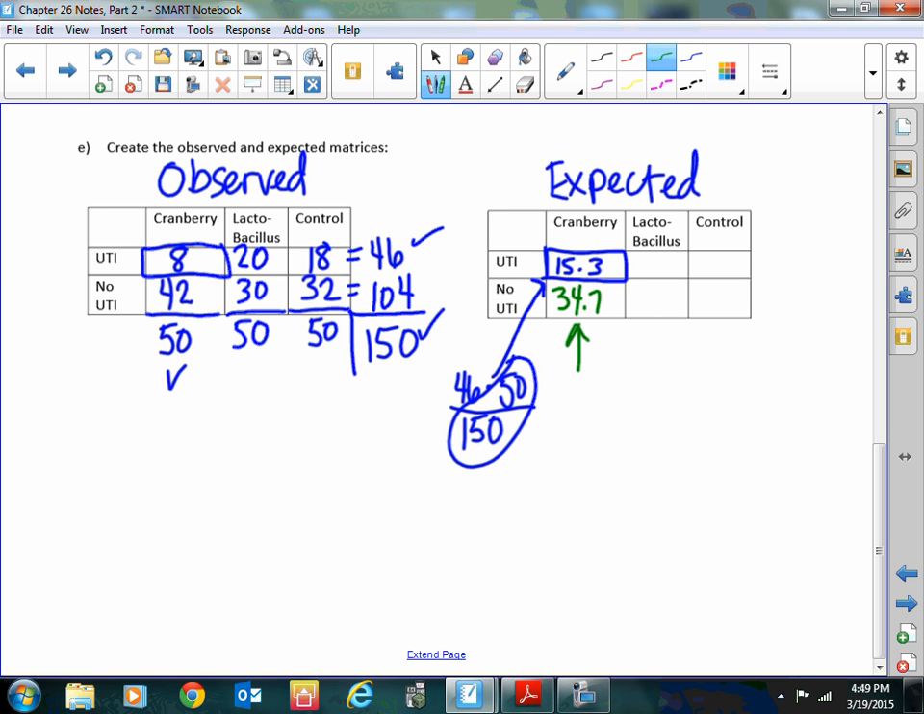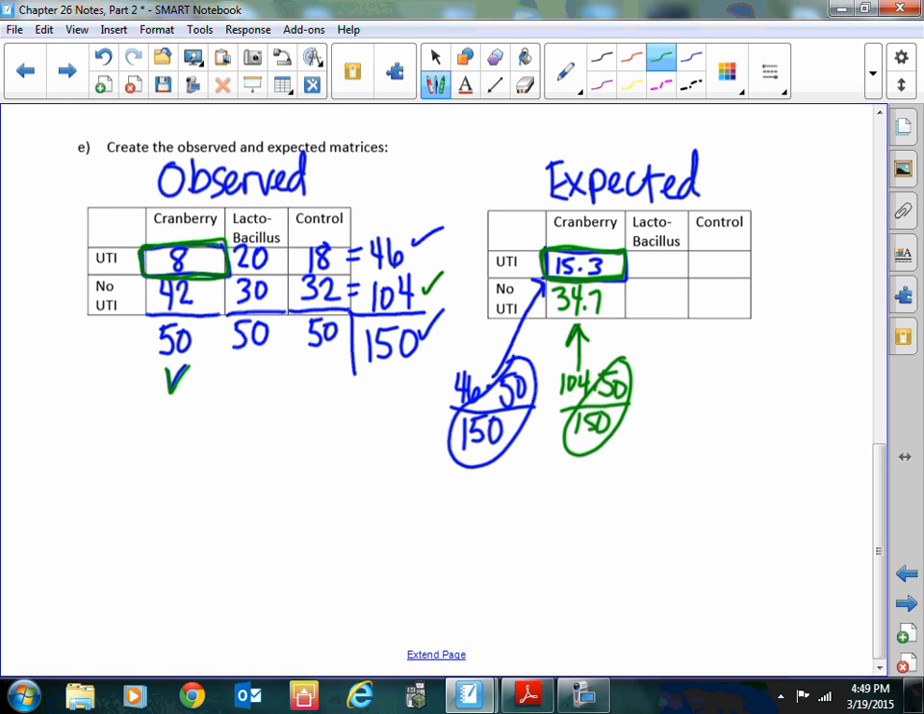Or you could have also done the 104 times the 50 divided by the total of 150. Again, that's saying 1/3 of the 104. So that is then what's expected to happen. I can kind of see the cranberry juice people got a urinary tract infection at lower than expected, 8 compared to 15.3.